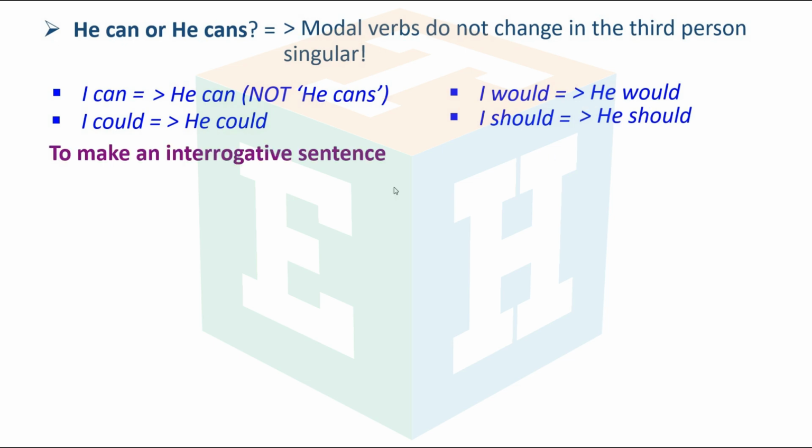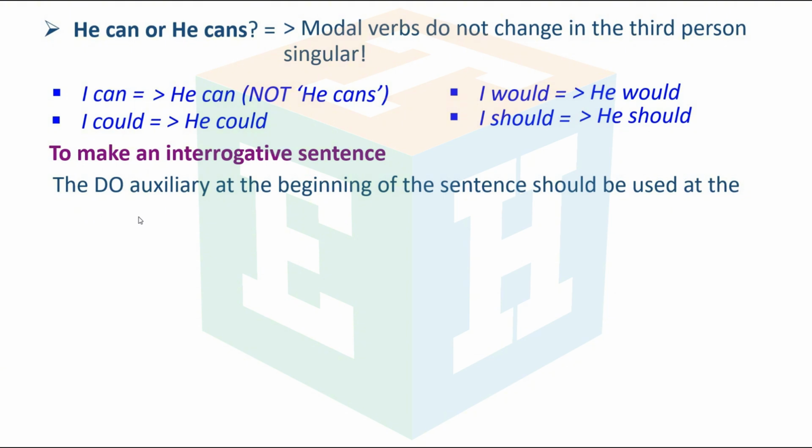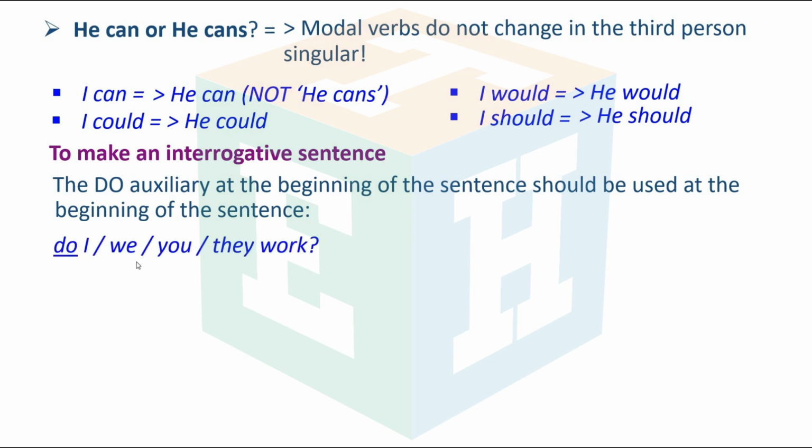To make an interrogative sentence, the auxiliary do should be used at the beginning of the sentence. Do I, we, you, they work? Does he, she, it work?